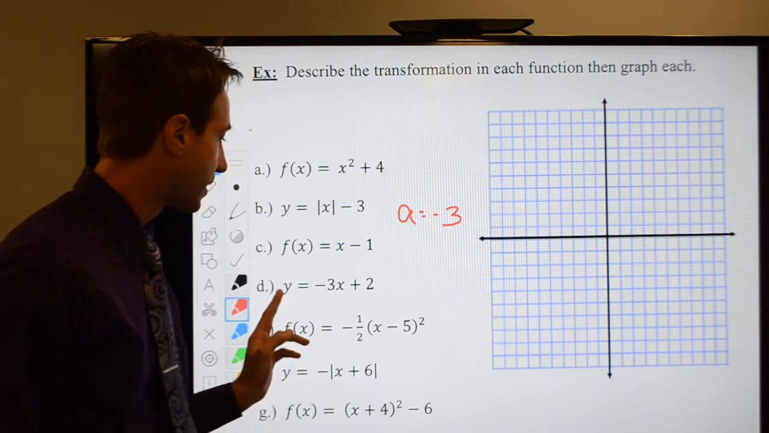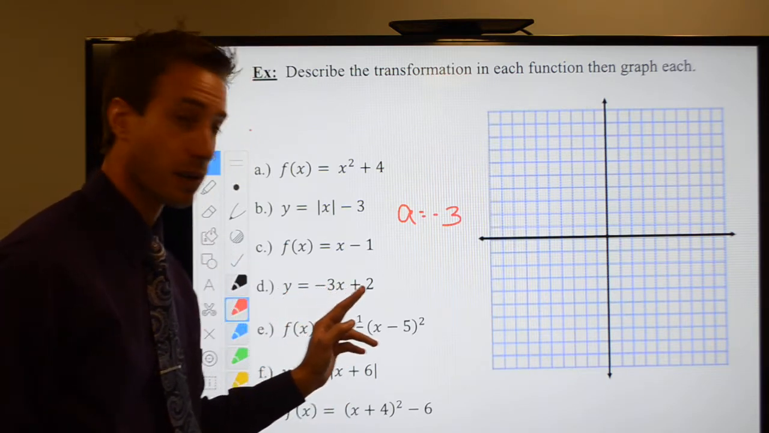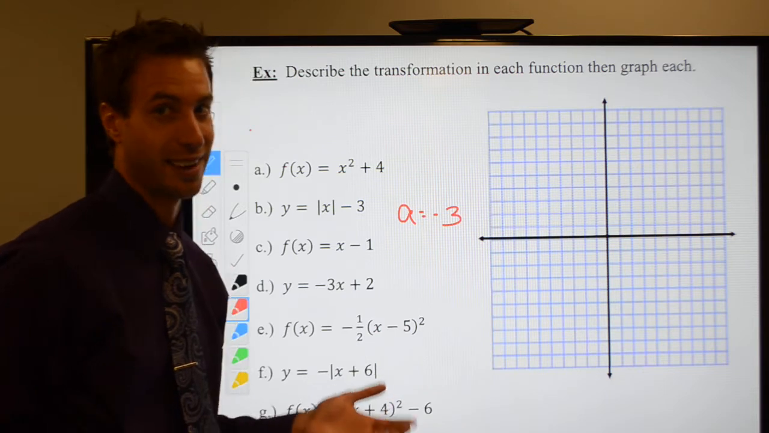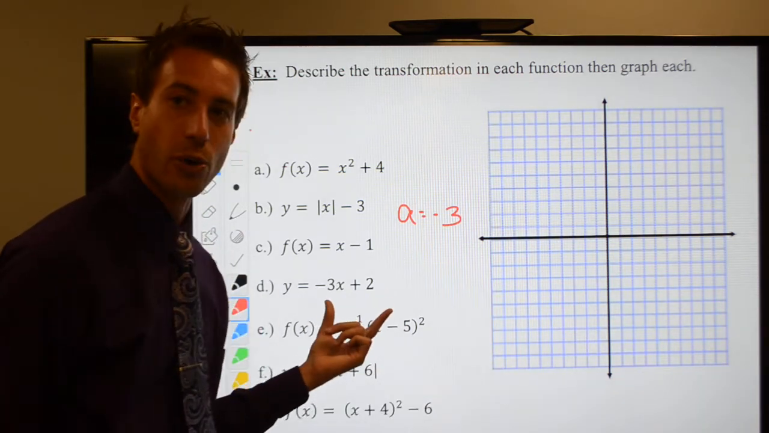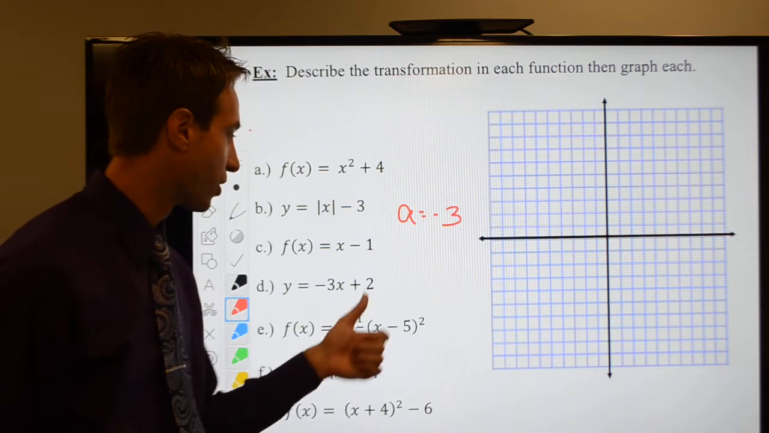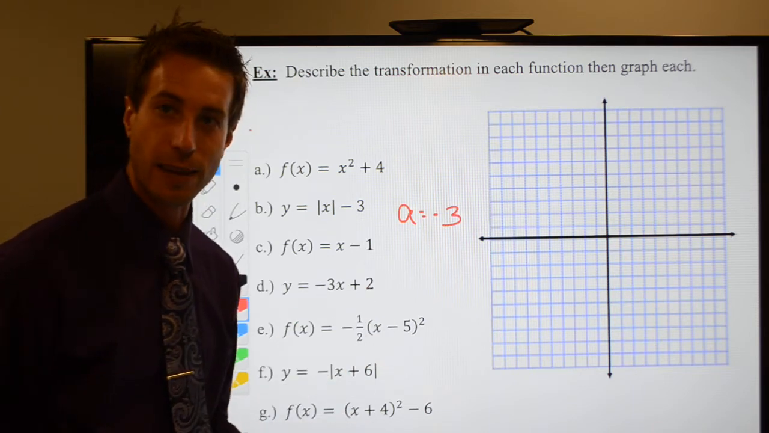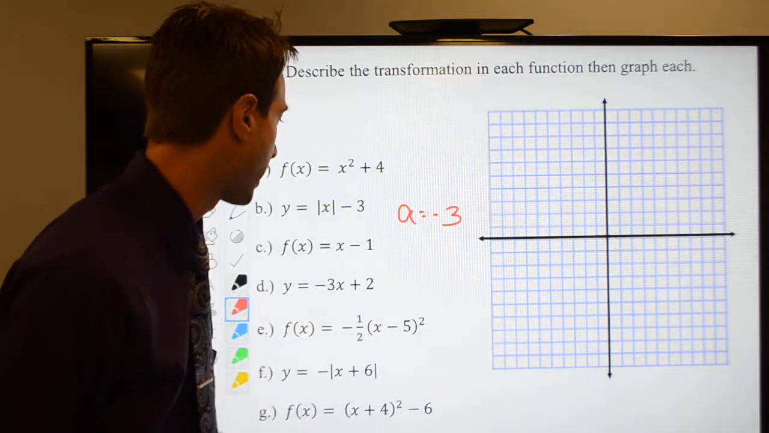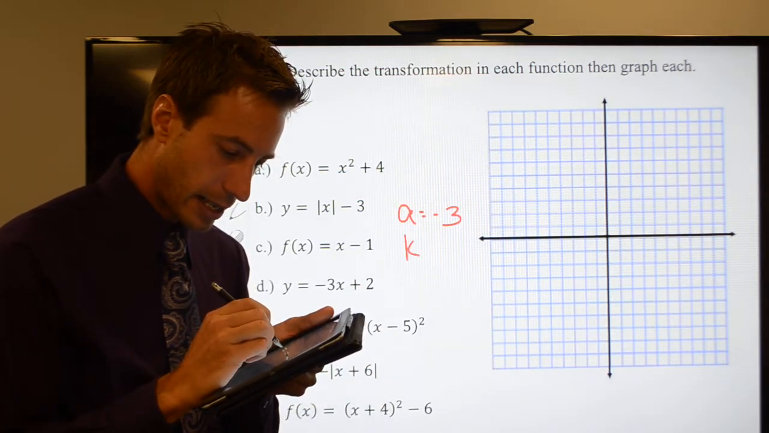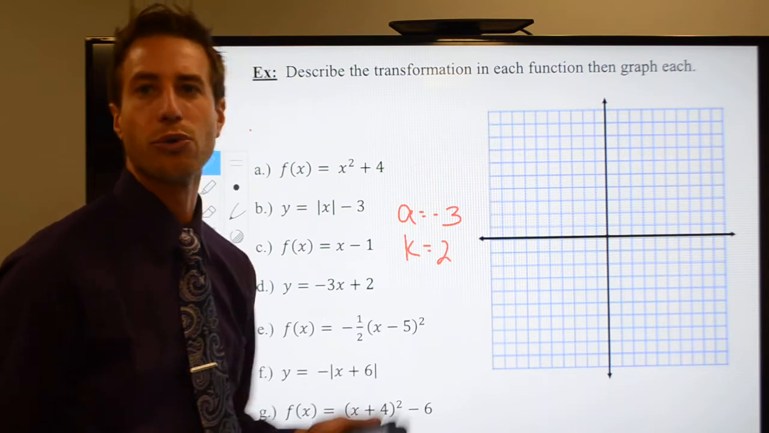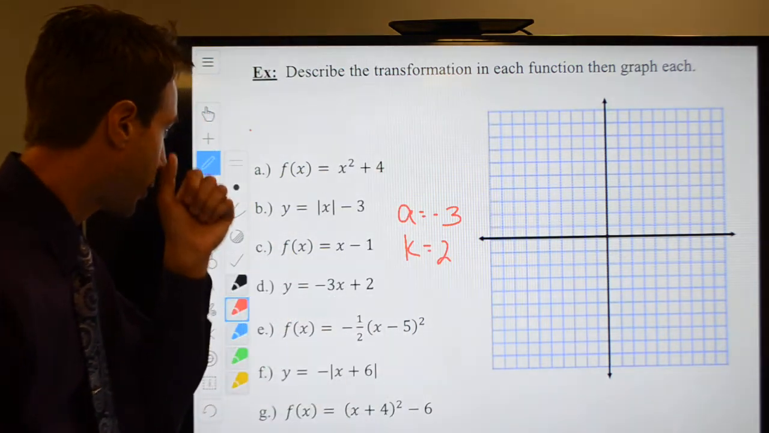You should recognize this is y equals mx plus b. Yeah, I know, it just blew your mind. That's what we've got going on here, y equals mx plus b. Here's your slope, here's your y-intercept. But again, we're graphing transformations. This is going to be my k. K is equal to 2, so that means the whole thing is getting shifted up 2 units.